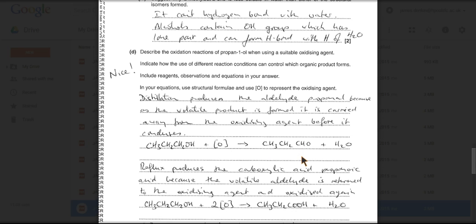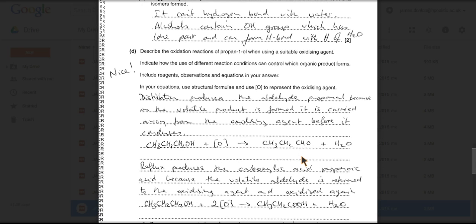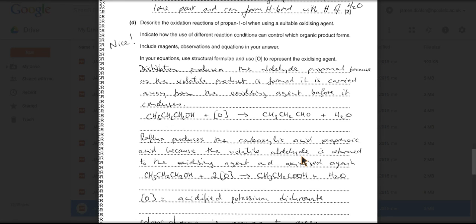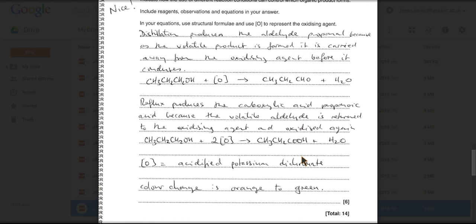If you carry out reflux, then you're going to produce the carboxylic acid, which in this case would be propanoic acid, because as your volatile aldehyde is produced in the first oxidation, it falls back into the reaction vessel, because reflux is the continuous evaporation and condensation of a volatile substance without loss of product. It's going to go back into the reaction vessel where the oxidizing agent is still there, and so you're going to get both oxidations taking place.